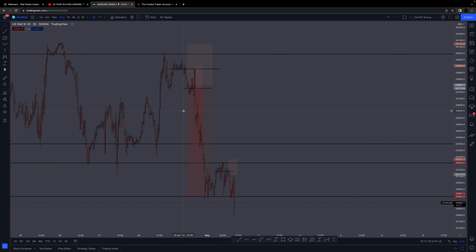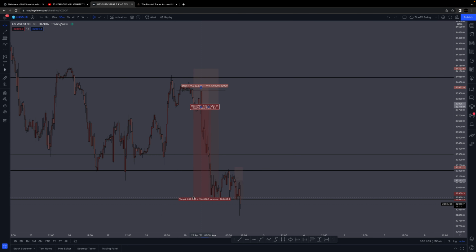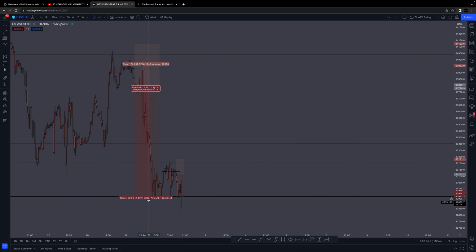This was a Friday, so because this was a Friday, I took my money when price got around here at 12:30. I took this position off at around 1.4 times my risk, and this target was here. For my second trade, I was trying to make around 5 times my risk, but I took this one off as well at around 2.5 times my risk.